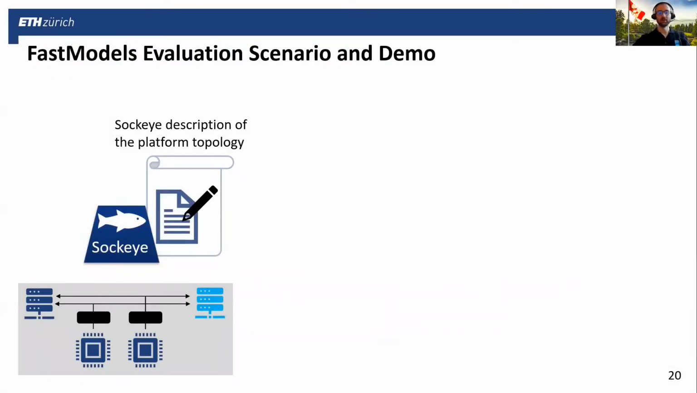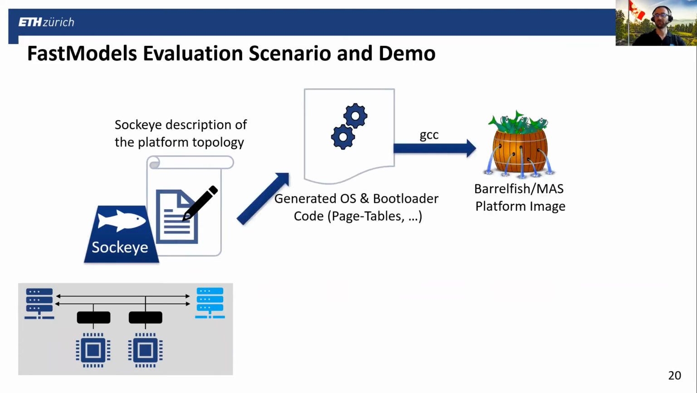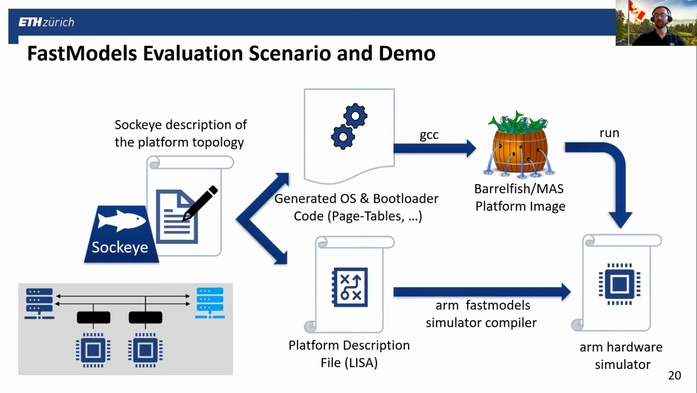In this part of the evaluation, we again start with a platform description in Sockeye. However, we now generate 2 things. First, the Barrelfish operating system image with generated platform-specific low-level systems code. And secondly, the platform description file that specifies the simulator configuration. Thus, the operating system image and the platform are generated from the very same description file.